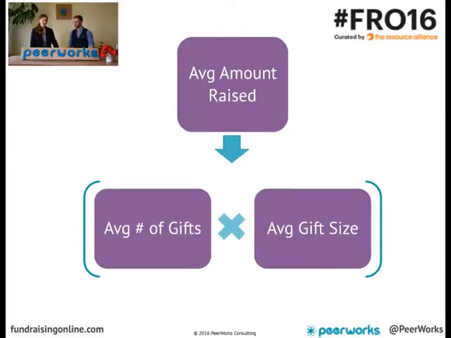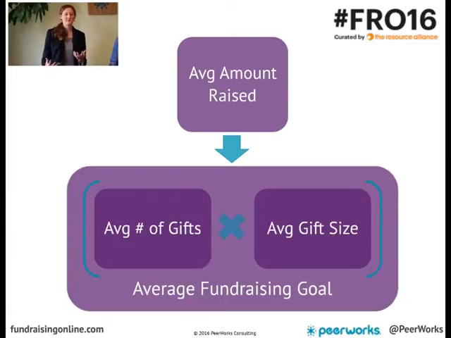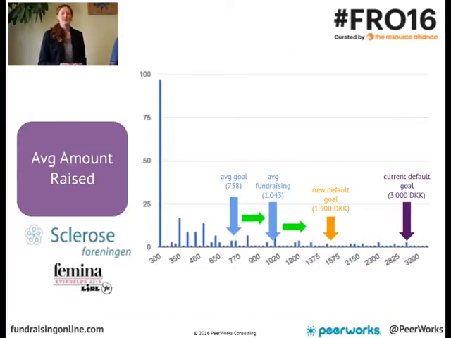Great. So one more way that we can really influence the average amount that's raised by participants is actually looking at the fundraising goal, the goals that these participants are setting for themselves. This has a really big influence on the total amount that they're raising. So to do this, we're going to go back to the example in Denmark for the Femina race and the Scleroseforeningen, the MS Society there.